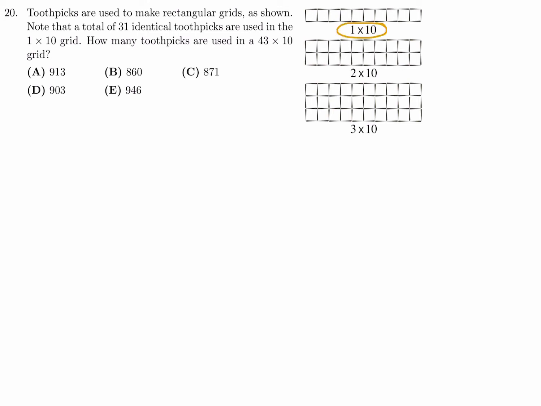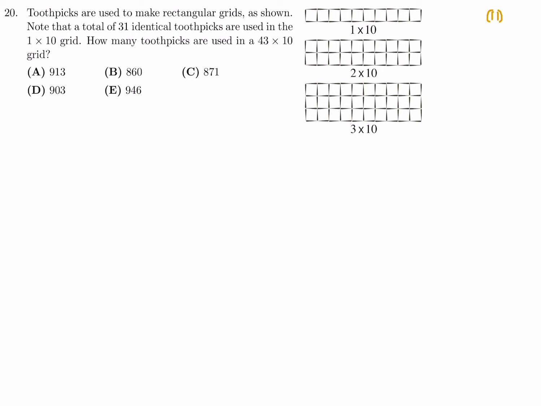First, let's just look at the 1 by 10. When you have a 1 by 10, you can clearly see that you're going to have 1, 2, 3, 4, 5, 6, 7, 8, 9, 10, 11 of those sticks that are vertical. So the reason it was 11 is because it's 10 plus 1. Okay? So we have 11.